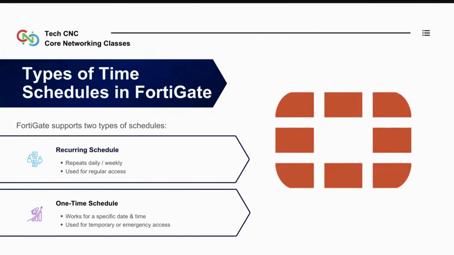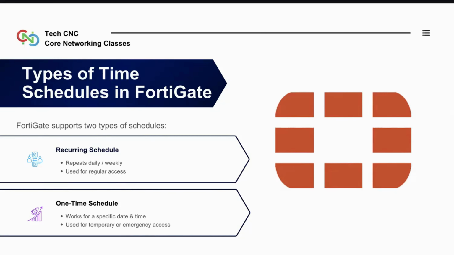Now, when we talk about the types of schedules, there are two types: one is recurring, one is one time. Recurring is where we can select some specific days and specific hours of the day, and it will be applicable. Let's say we are creating one policy for the office hours, from Monday to Friday, and I want the time to be from 10 to 6. So daily, the policy will be activated from 10 to 6, and the days are Monday to Friday.